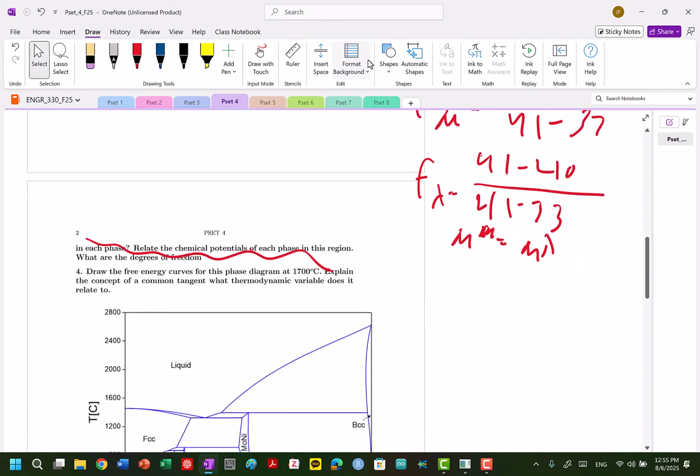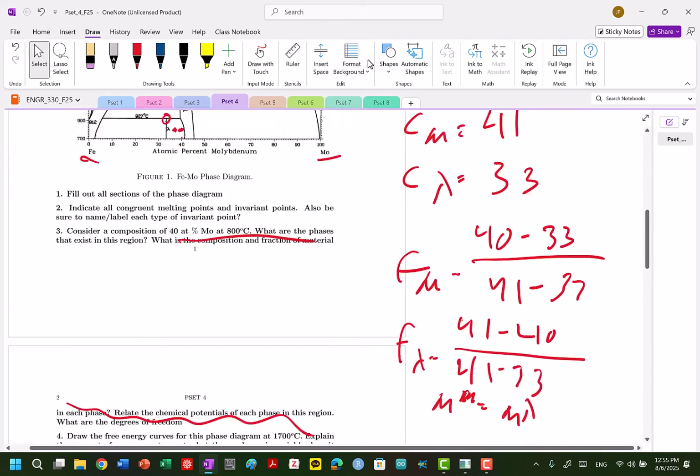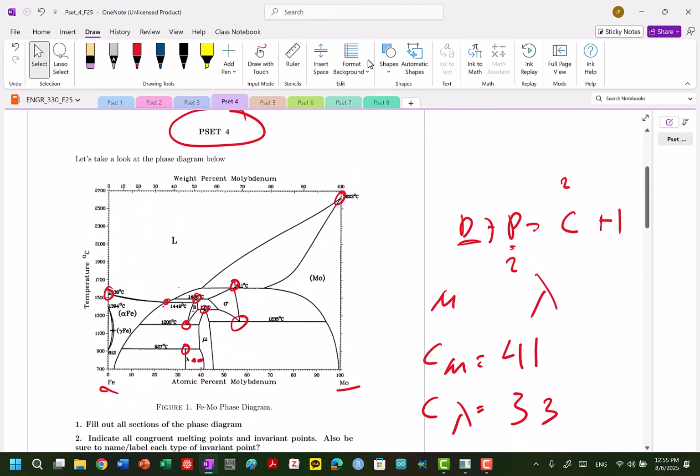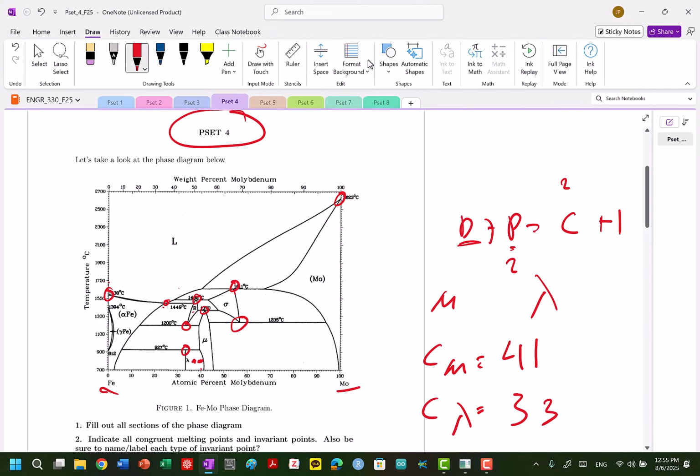Perfect. All right, draw the free energy curves for this phase diagram at 1700 C. Okay, here we go. So let's go ahead and draw a line here, 1700 C. Oh, I was nice on this one.